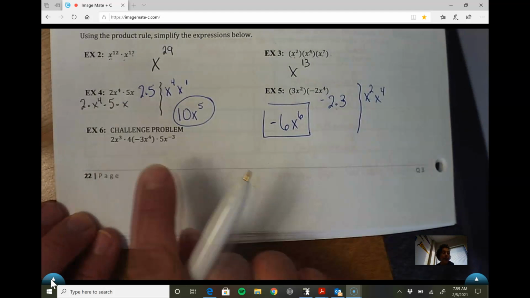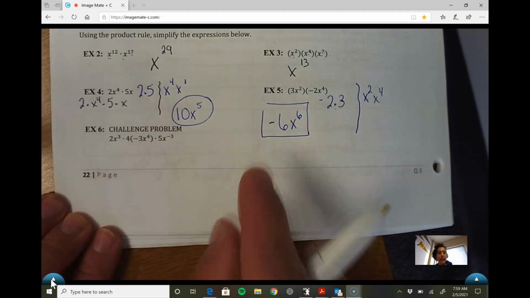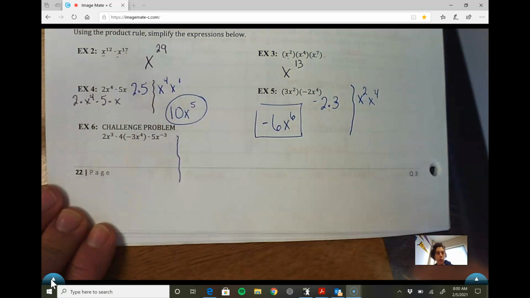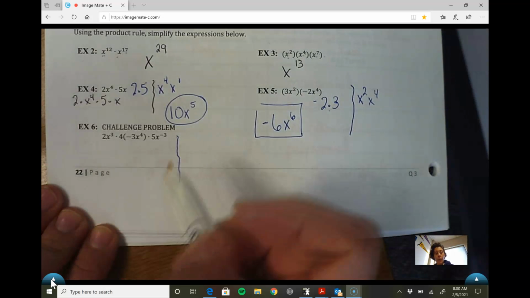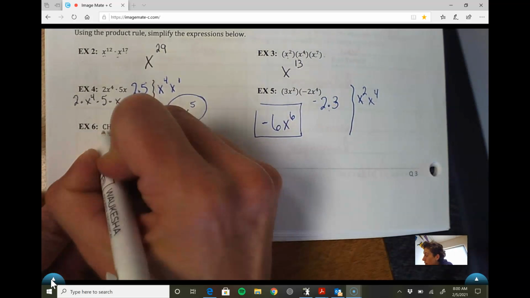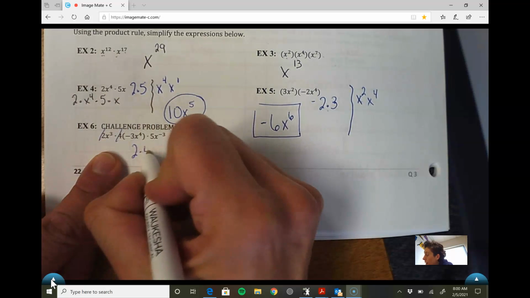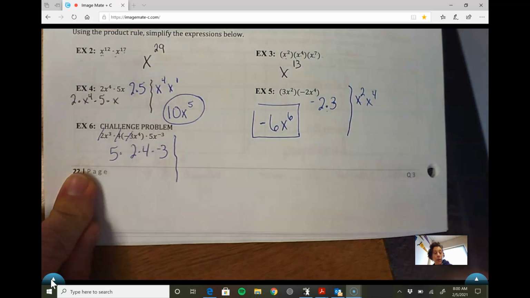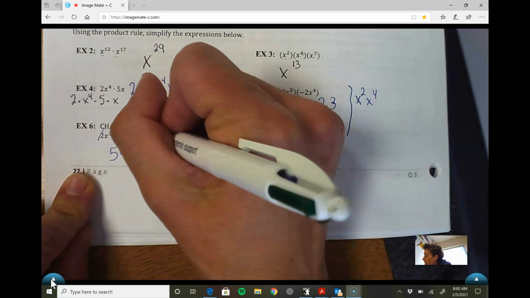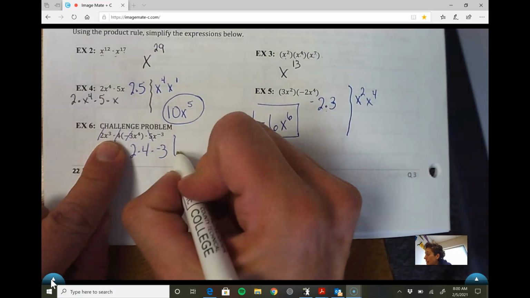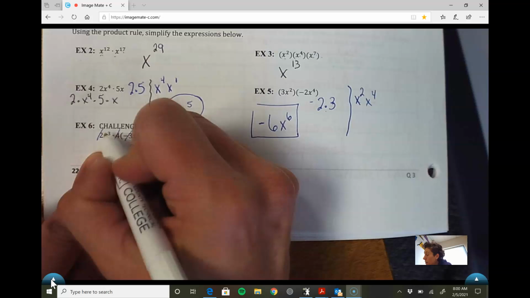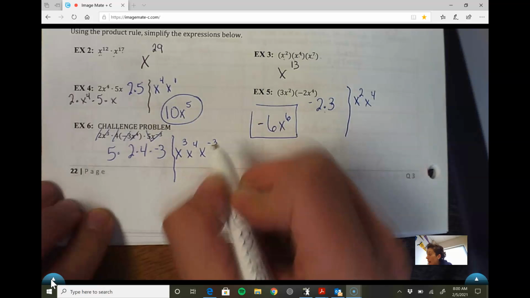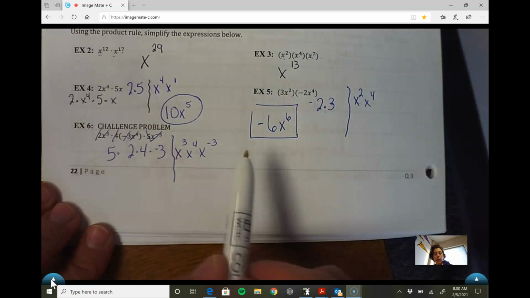So going with that, that makes a challenge problem like this a lot easier to deal with. So if you notice, when I start to do this, I want to think about how many rooms I would need. So I need a room for my numbers, so 2 and a 4 and this negative 3 and this 5, which I'm running out of room, so I'll put it into the front. And then I'll put all my exponents with x's in the other room. So x to the 3rd, x to the 4th, and x to the negative 3rd. And then I have one little problem here, one little problem here, and I'm done.